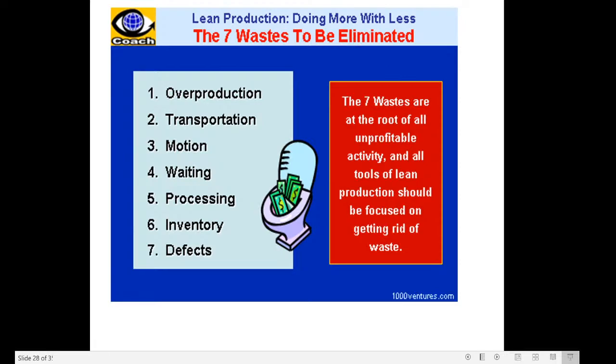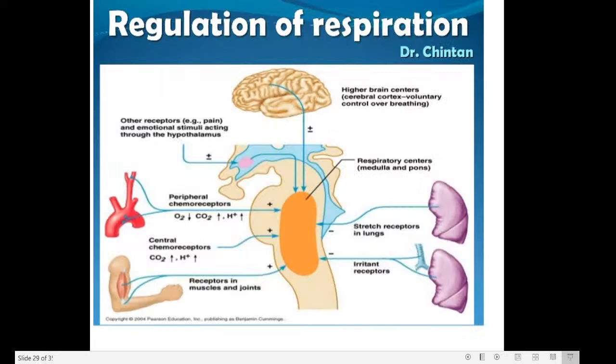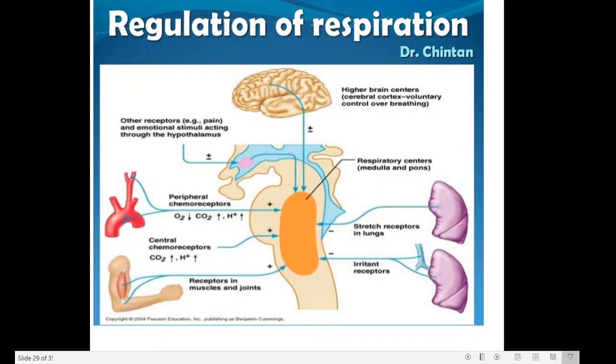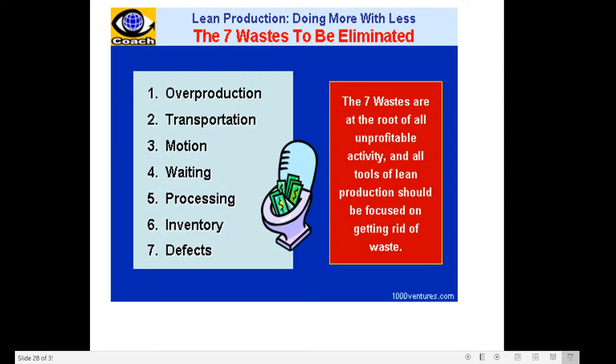And in the waste excretion system, there are different types of waste: overproduction, transportation, motion, waiting, processing, inventory and defects. These are all the wastes in the production system. In every step of every system, the excretion system becomes active. Then there is the regulation, which is a normal thing.